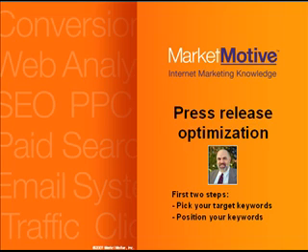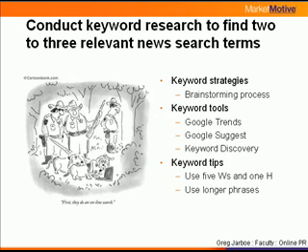This is the second module of Online PR 101. In this section, we're going to cover press release optimization, which is the generic term that's used for the entire process, but it's also the more specific name for the first step of the process, which includes picking your target keywords and positioning them in key locations in your press release.